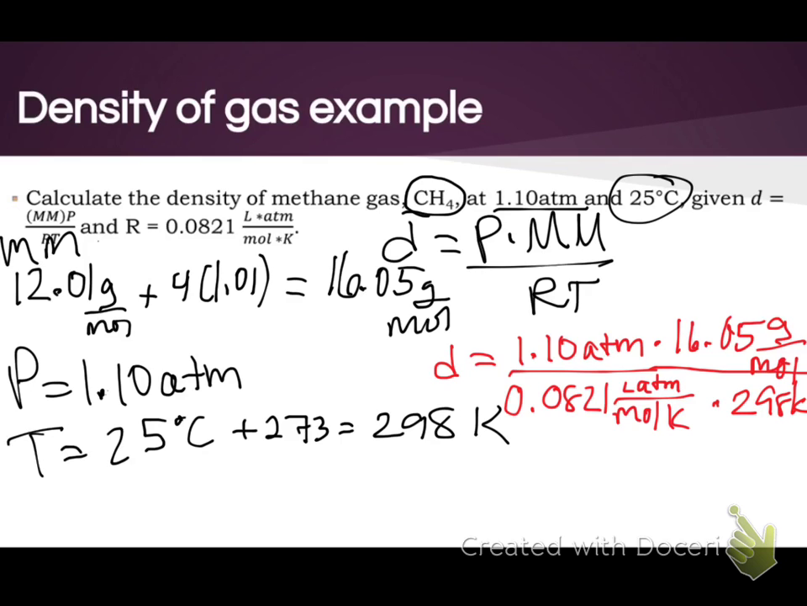Okay. Again, we're going to cancel what cancels. So atmospheres on the top and the bottom. Moles are actually on the top and the bottom. Kelvin's on the top and the bottom. So we end up with grams and liters. And we said that that's a typical density unit for a gas. So when I enter this in the calculator, what I get is 1.1 times 16.05. So the top is 17.655. And I'm going to divide it by the whole bottom, which is 0.0821 times 298. And I get 0.722 grams per liter.